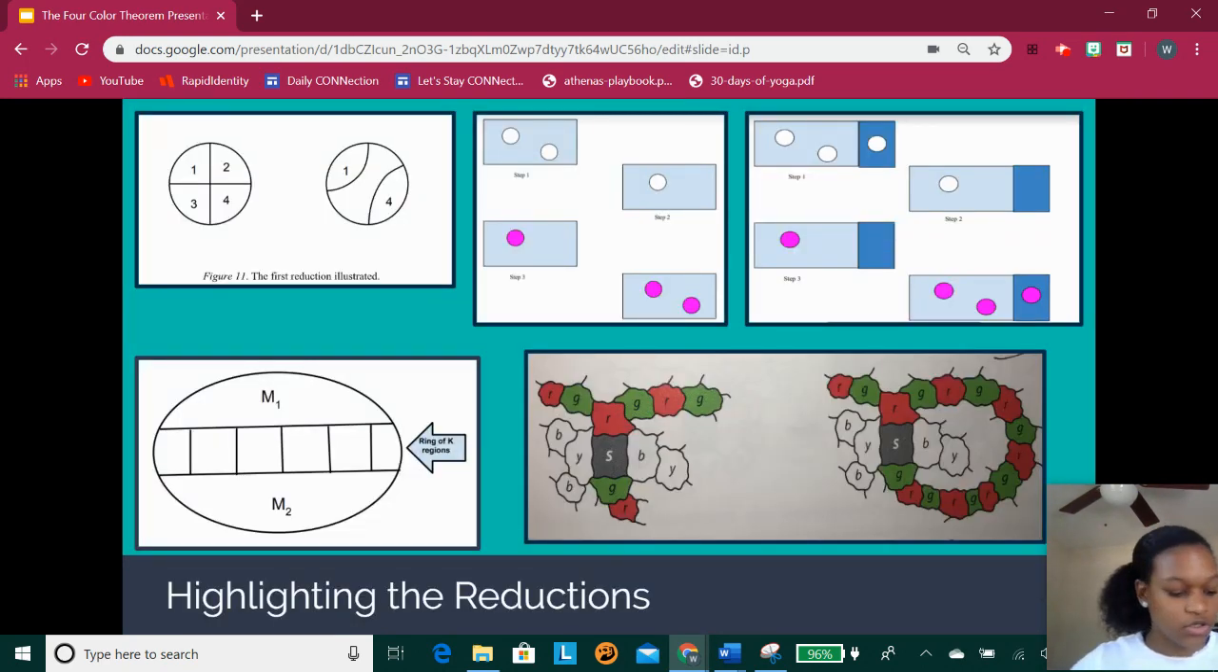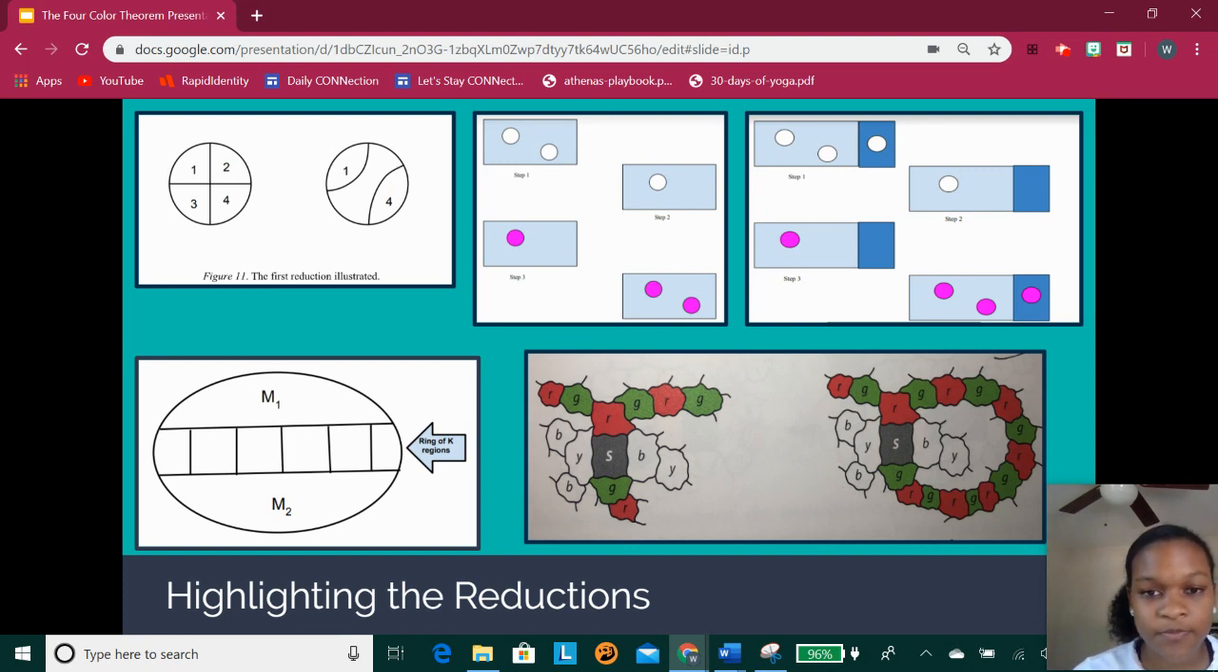The first reduction states that if more than 3 boundary lines of a map meet at a vertex, the coloring of the map may be reduced to a coloring of fewer regions. You can see that in the first visual with the 4 regions, 1, 2, 3, and 4. And since they all meet at one vertex, we can eliminate regions 2 and 3 and color them the same color.